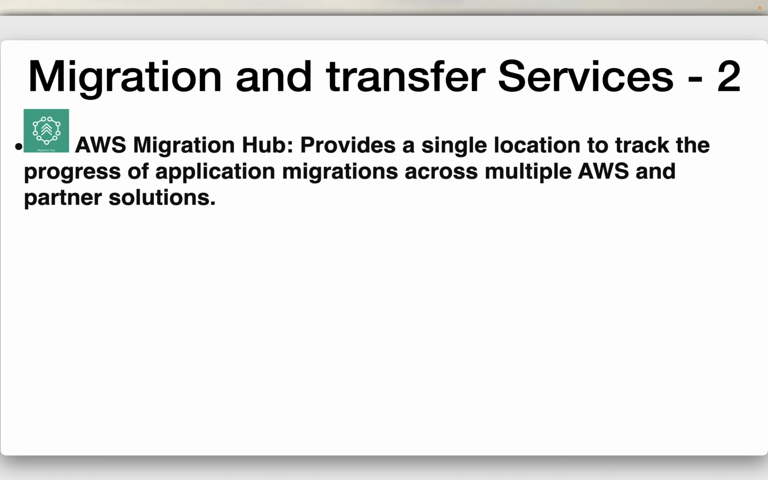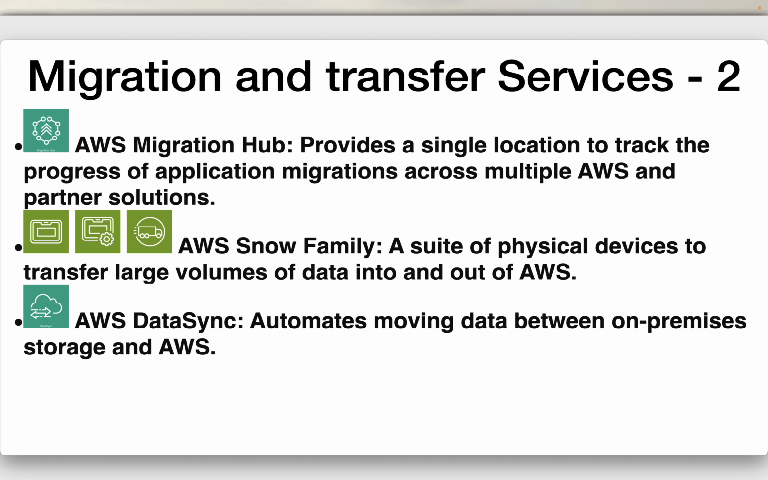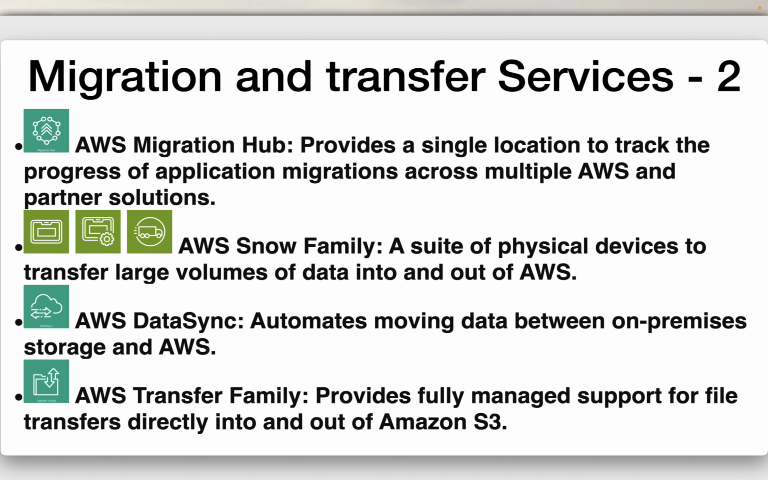Migration and Transfer Services Part 2. AWS Migration Hub provides a single location to track the progress of application migrations across multiple AWS and partner solutions. AWS Snow Family, a suite of physical devices to transfer large volumes of data into and out of AWS. AWS DataSync automates moving data between on-premises storage and AWS. AWS Transfer Family provides fully managed support for file transfers directly into and out of Amazon S3.